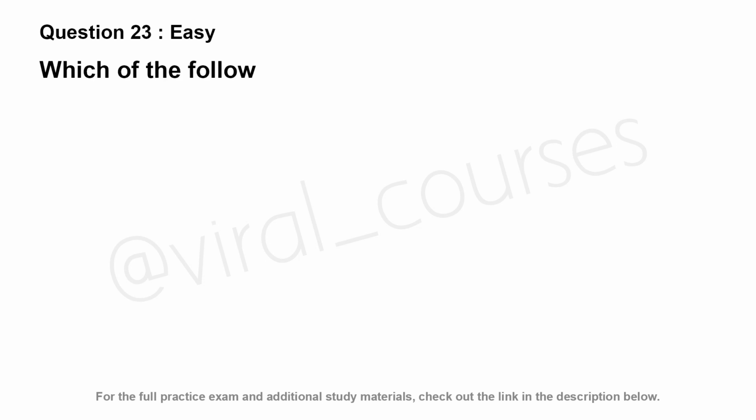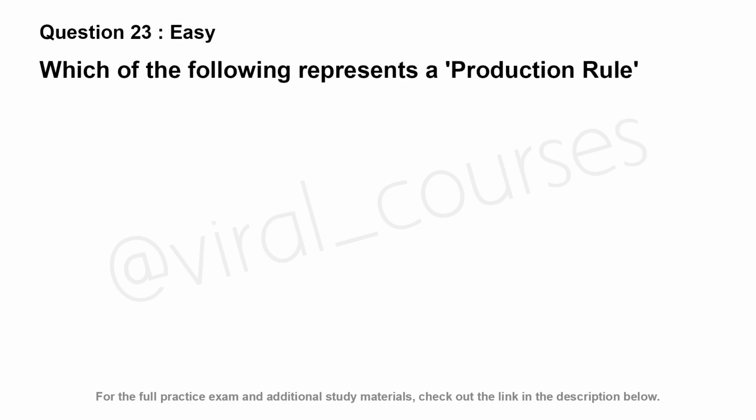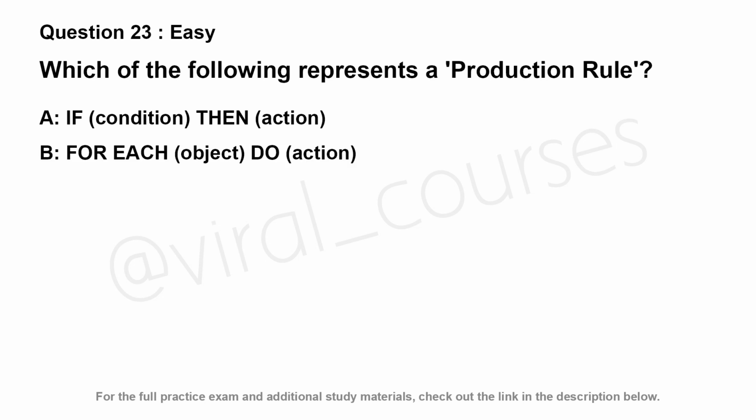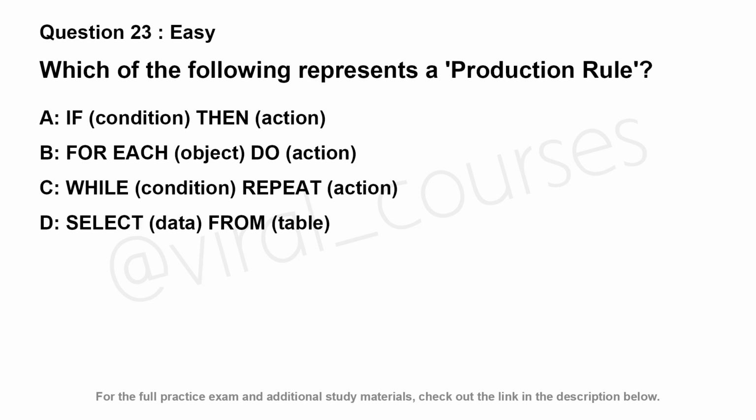Which of the following represents a production rule? Option A, if, condition, then, action. Option B, for each object, do, action. Option C, while, condition, repeat, action. Option D, select data from table.